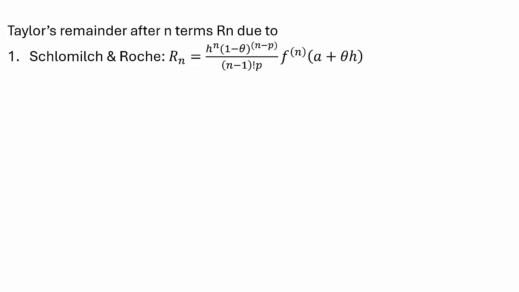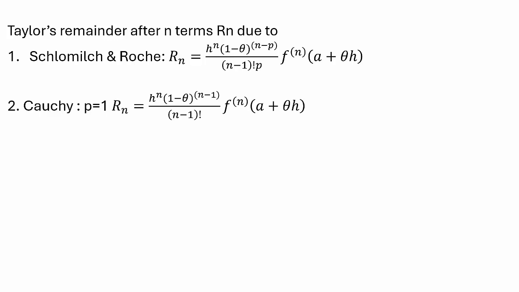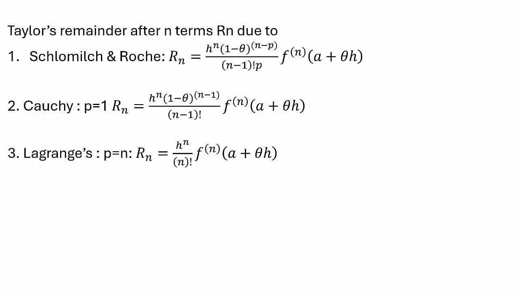Different researchers find different values of Rn. By Cauchy, he substituted p equal to 1. By substituting p equal to 1 in the remainder value given by Roche, he obtains Rn equal to h raised to n 1 minus theta raised to n minus 1 divided by n minus 1 factorial f^n a plus theta h. And Lagrange's value of Rn is obtained by substituting p equal to n in Roche's value. We will get Rn equal to h raised to n divided by n factorial into f^n a plus theta h. Thus, different researchers obtain these values.